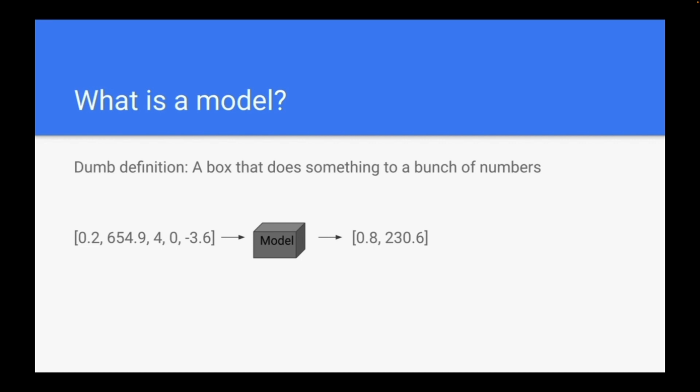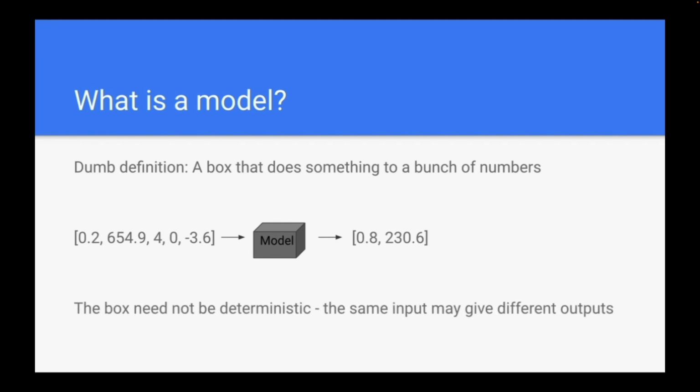So in this example, I've got 5 numbers that go into the box, 2 numbers come out. The box can do lots of different things. This is just an example, right? A different box might produce a different number of numbers or might take in a different number. And if I change the numbers that go in, I probably get different numbers coming out, right? And the box, of course, does not need to be deterministic. There could be some element of randomness here.